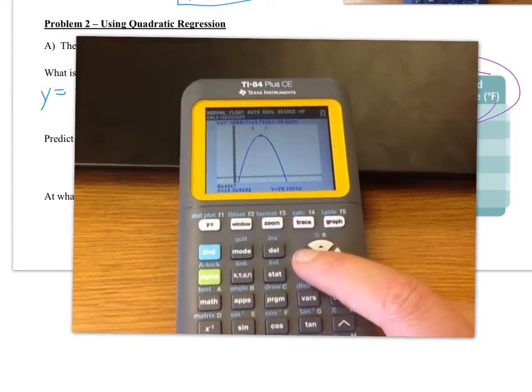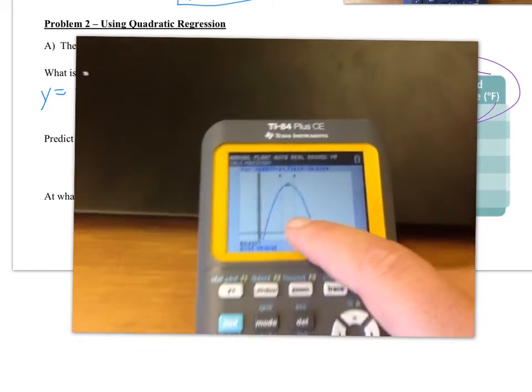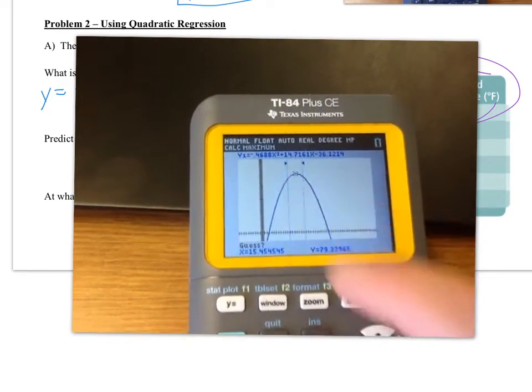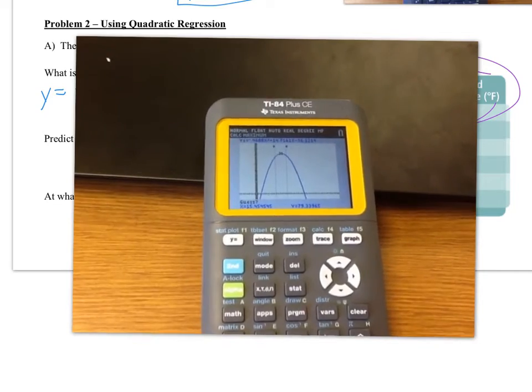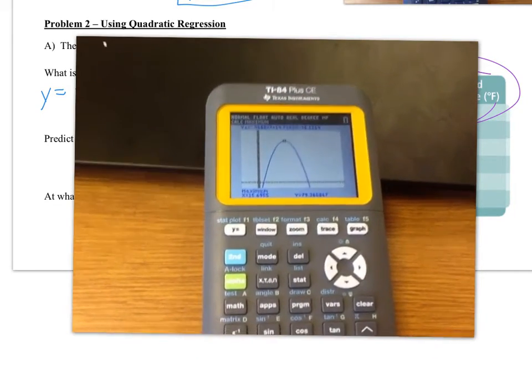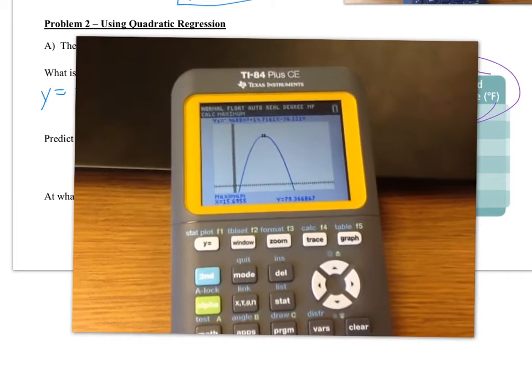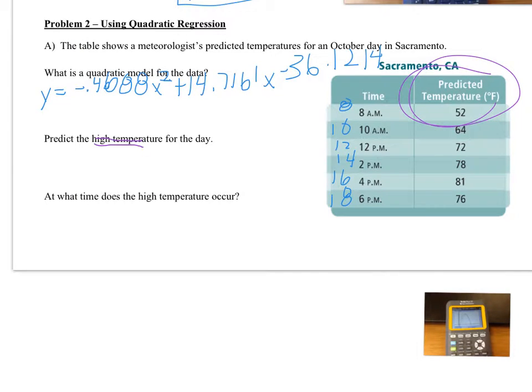So we try to get that bug on the highest point that you think it is. One thing when you do this, these arrows should be pointing to each other. If they're not, you did not do the left bound, right bound correctly. Push enter. So now it gives me that point. So on the bottom, that point is, if I write it as an ordered pair, 15.6955 and 79.3669. So I have to actually now figure out which one of these numbers am I actually looking for.